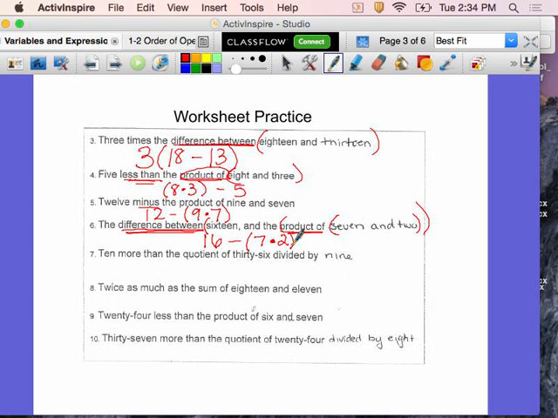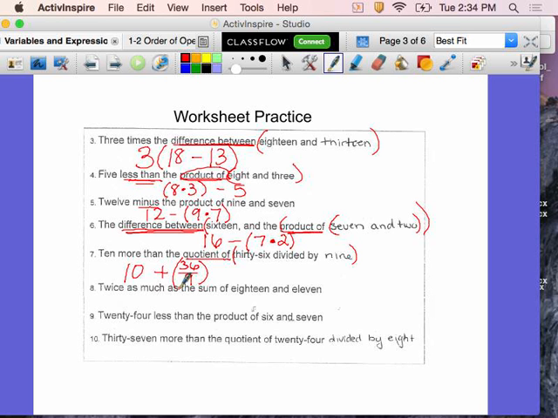10 more than the quotient of 36 divided by 9. So I see quotient of what? 36 divided by 9 right in there. So 10 more than a quotient, it's division, 36 over 9, using your fraction mark.